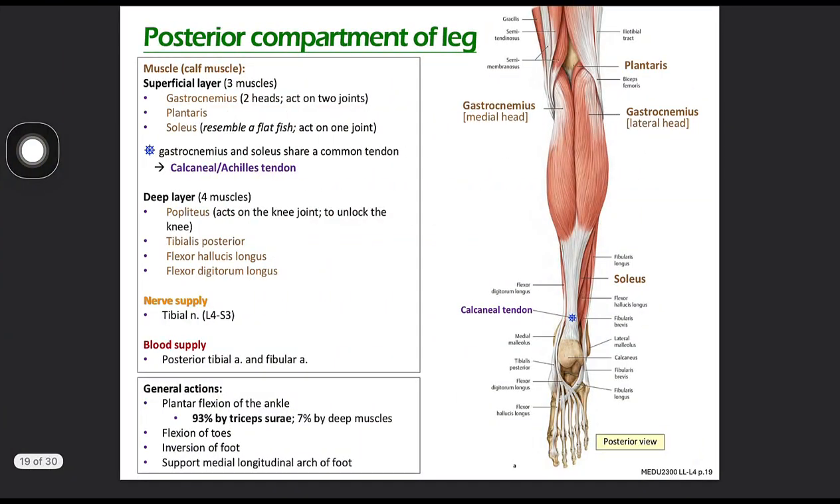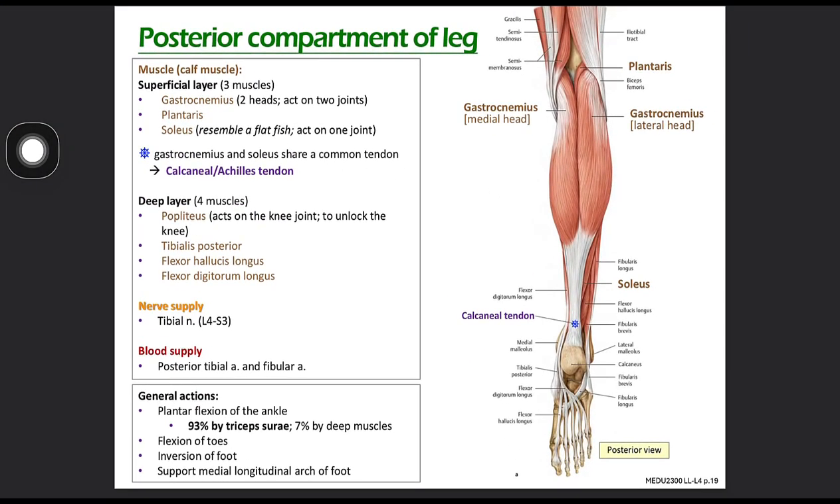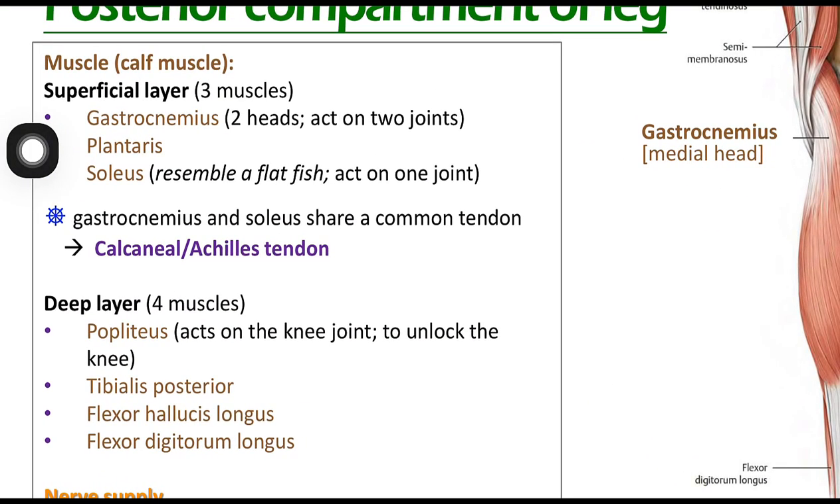Then we go down to the posterior compartment of the leg. So the muscles, we call them the calf muscles. We have the superficial layer with three muscles. Big brothers here, the gastrocnemius. This is the medial head, and this is the lateral head. We also have a small one, just lying underneath the gastrocnemius, the plantaris, and then we have the soleus. The soleus is named because it's like a fish.